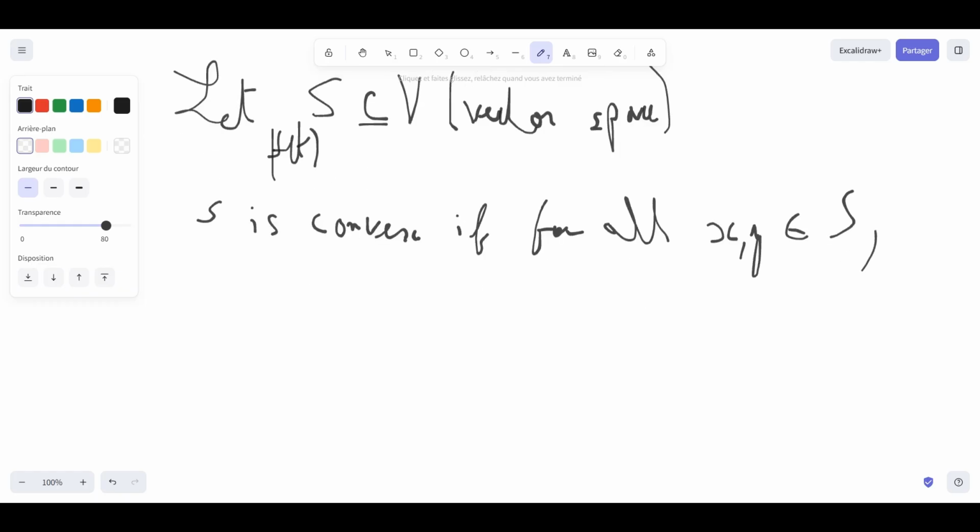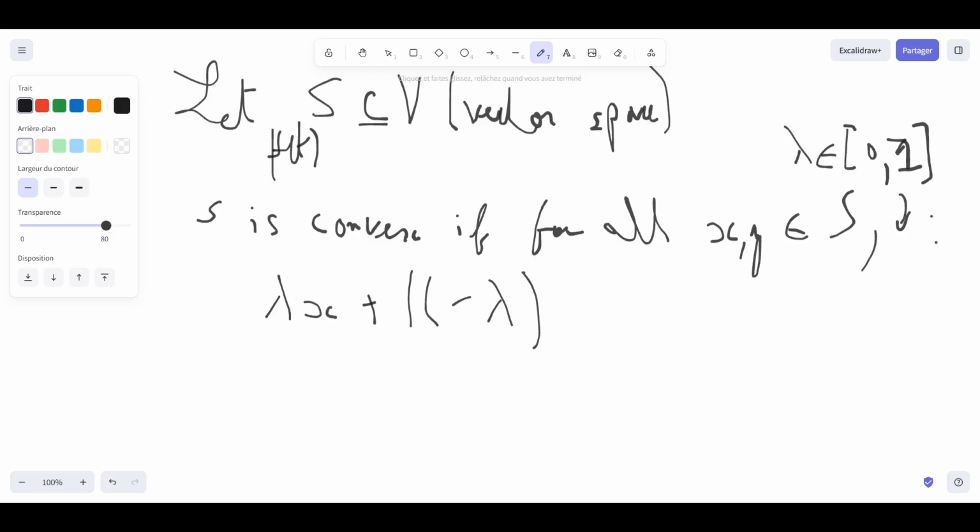we have lambda x plus 1 minus lambda y, and lambda being in [0, 1]. So that's the two conditions on x and y, and then lambda x plus 1 minus lambda y is in S.